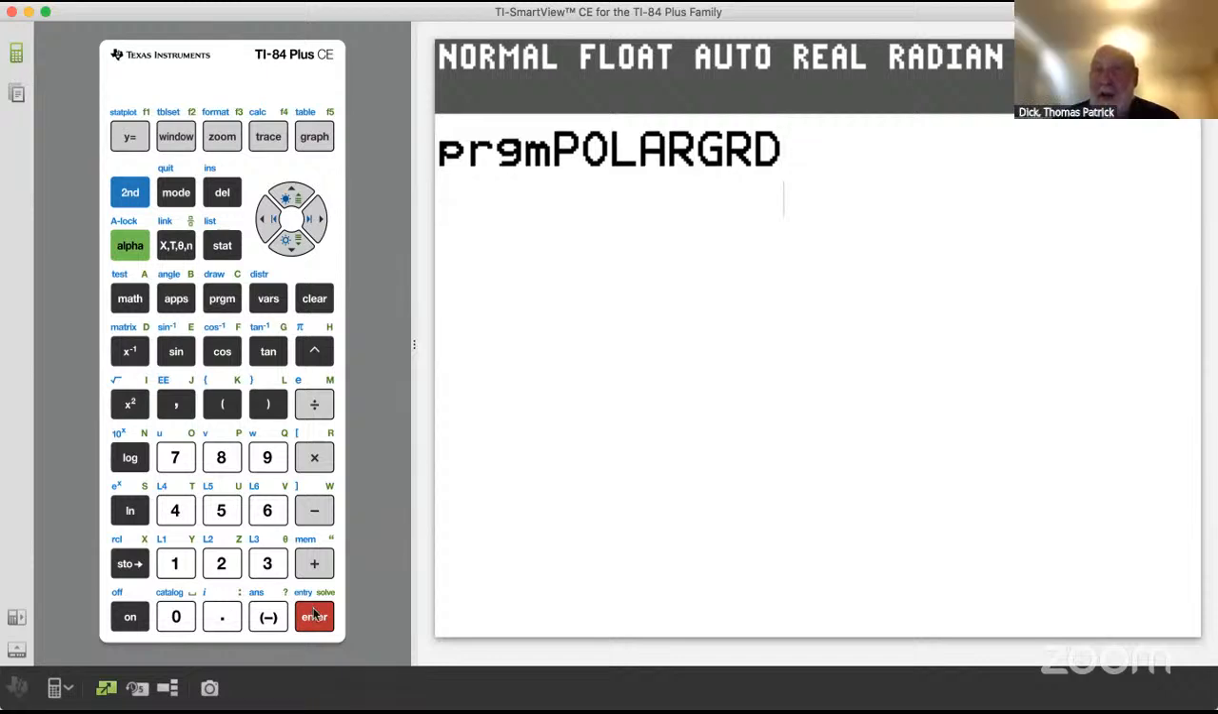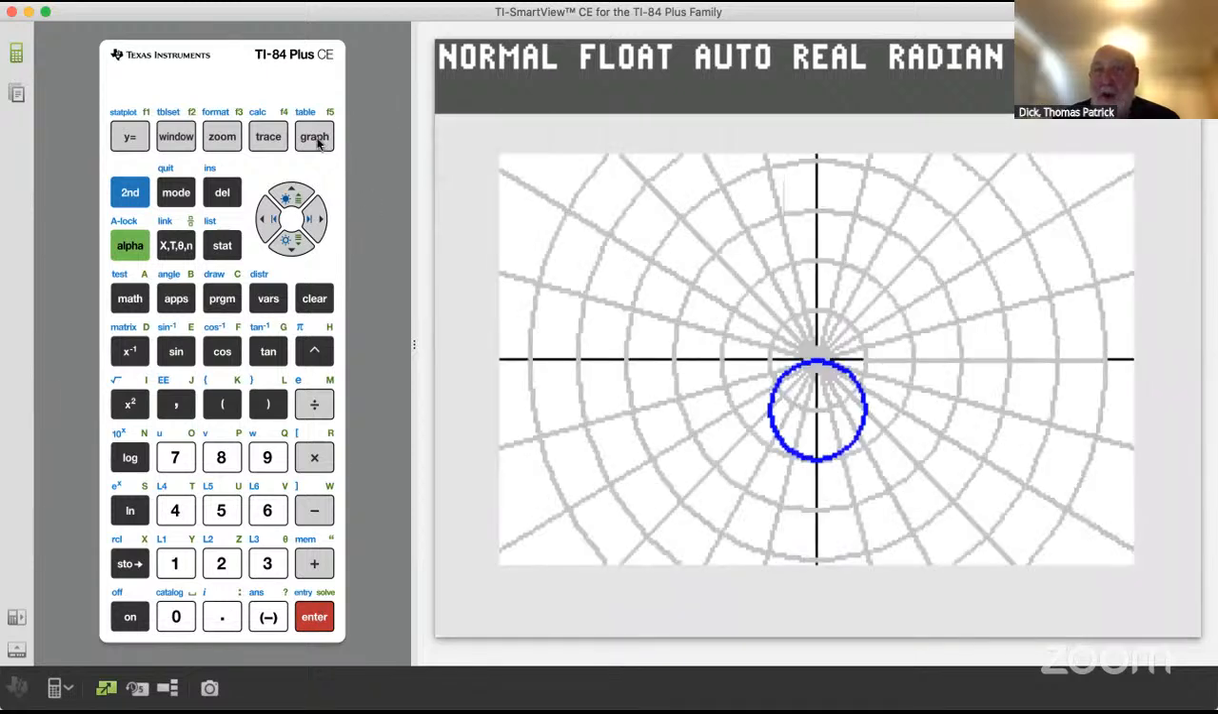Now let me go back to the graph and see what we've got here. Oh, there it goes. That's cool. It took a while to plot those things, but now we have this polar grid, and I think it's actually pretty close to identical to yours, Steve.